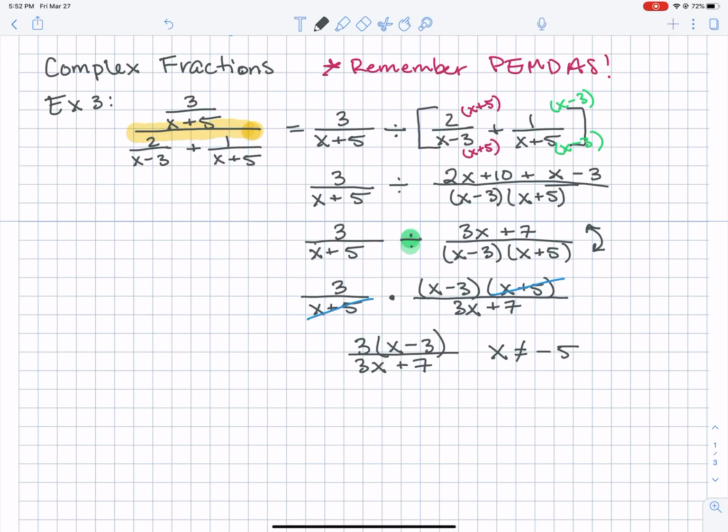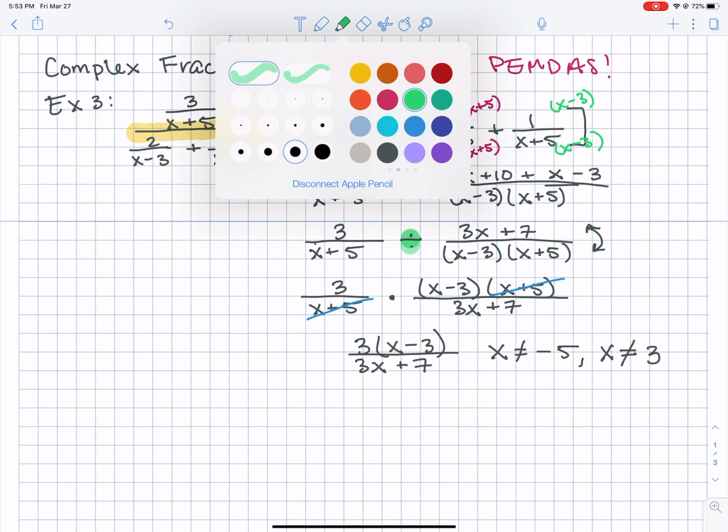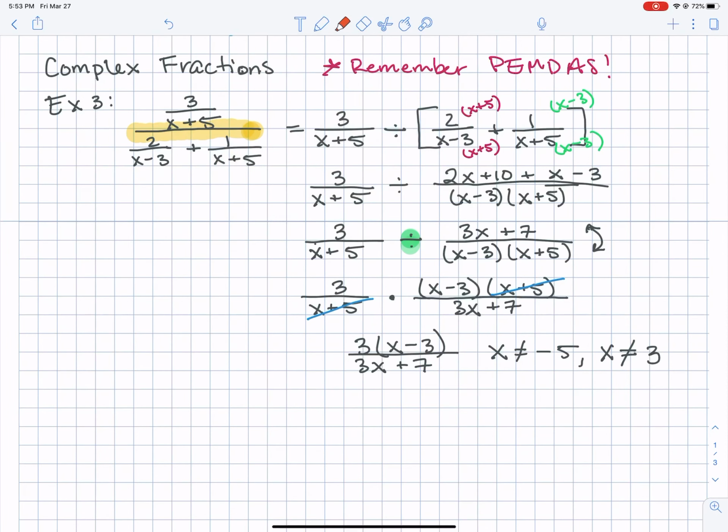We can't forget about our domains. However, what I need you to do is look at the screen right now. This is super important. We're also going to say that x cannot be 3. And that's because when I go back up here to the top in my original problem right here, x minus 3, meaning that if I plug in 3 for that problem, I would get 0 as a denominator, and that is a big no-no. So we need to make sure that if at any point a denominator equals 0, I cannot use that number. And that's in my original problem, so x cannot be 3.